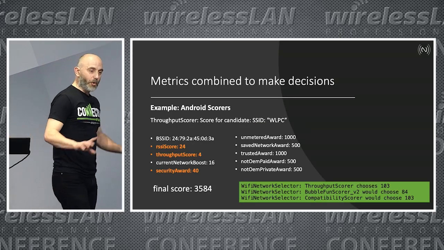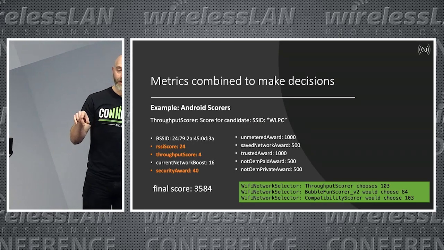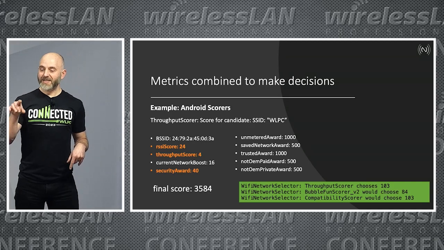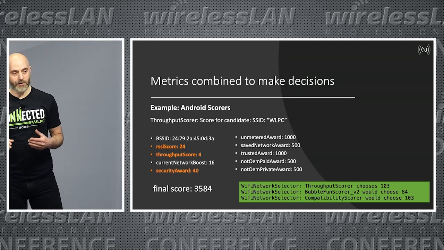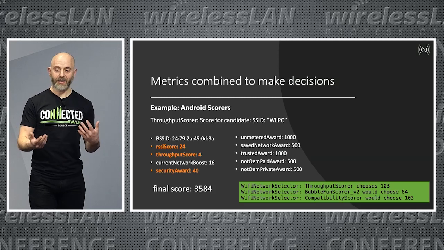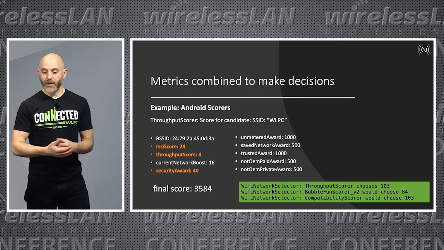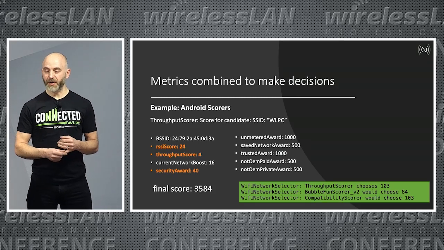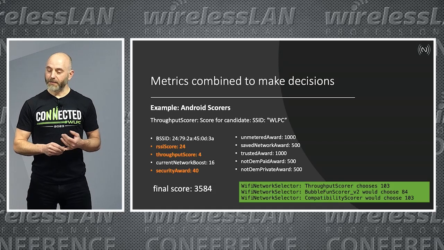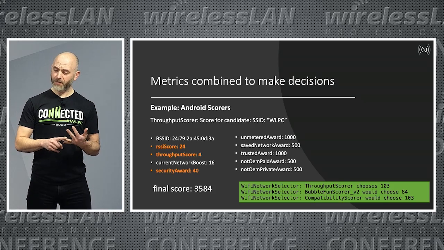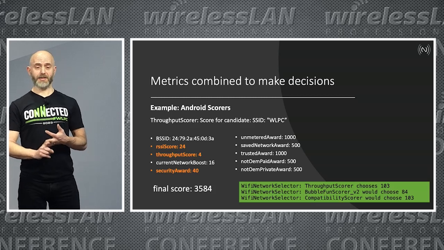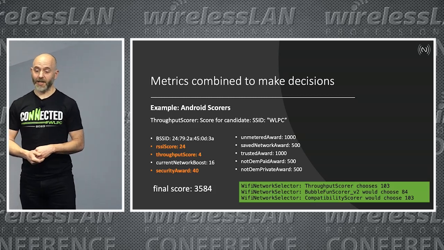Now let's just break for a minute. So this is extracted from an Android log. Apple and Android use scorers. Android have a few different scorers. Seems to be some kind of playing around. Throughput scorer, bubble fun scorer, V2 compatibility scorer. I don't know what they do. I see it in the logs.